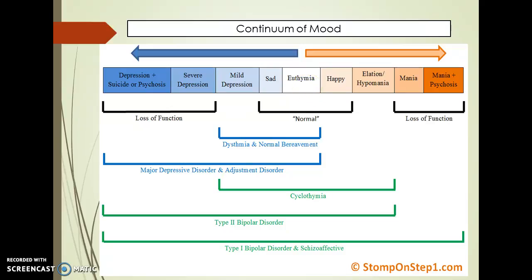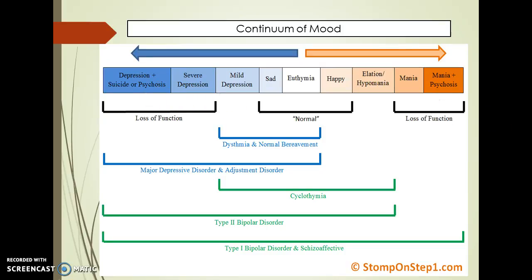And then we could look at our moods going down from one part to the lower part of our continuum, where we tend to talk about depression. So we have severe depression, where there might even be psychosis. Psychosis is the loss of reality, when you lose touch with reality.